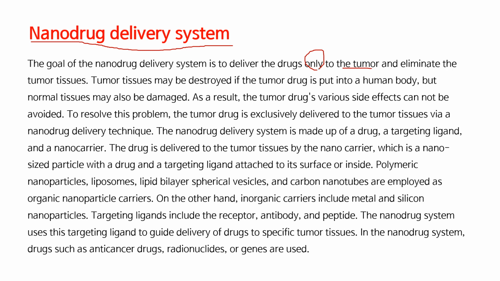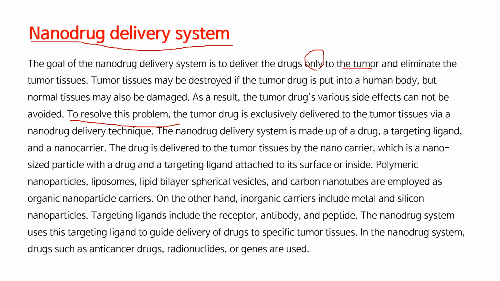Tumor tissues may be destroyed if the tumor drug is put into a human body, but normal tissues may also be damaged. As a result, the tumor drug's various side effects cannot be avoided. To resolve this problem, the tumor drug is exclusively delivered to the tumor tissues via nanodrug delivery technique.